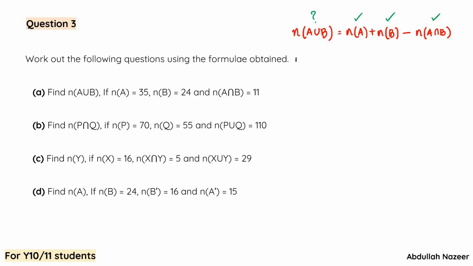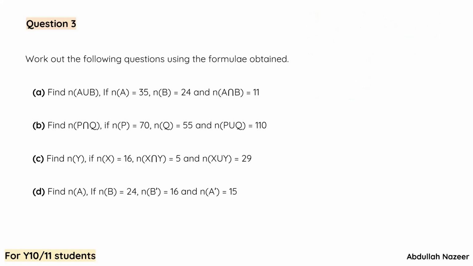So n(A union B) equals n(A), which is given as 35, n(B) is 24, and n(A intersection B) is 11. So 35 plus 24 minus 11 is 48. So n(A union B) is 48. So this means there are 48 elements that belong to the set A union B. Alright, so now let's go to the second question.